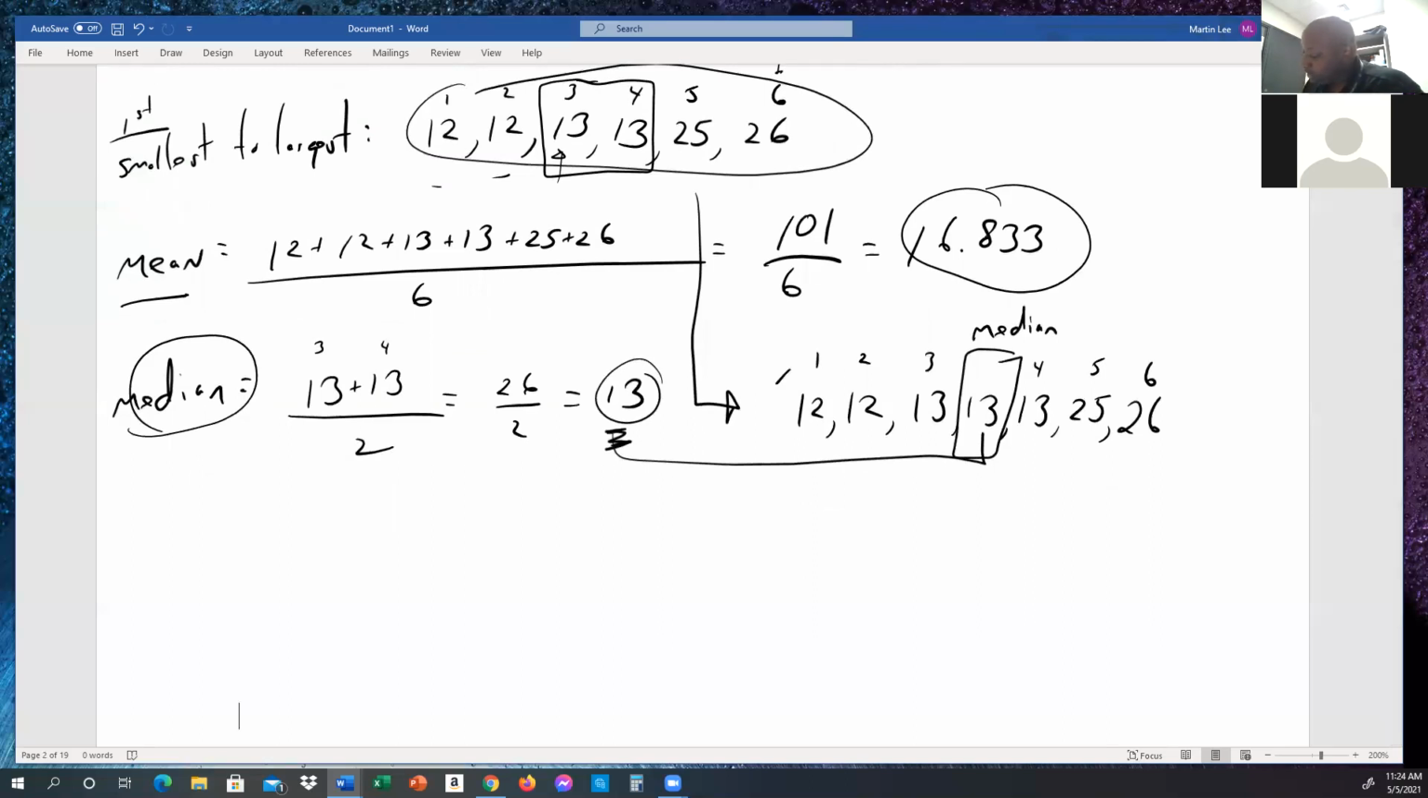And to the left of the median, I have 3 numbers. And to the right of it, I have 3 numbers. So mean, median, and for the mode, that's the number that appears the most. How many 12s? 1, 2. So I have 2 12s, but I have 3 13s. 1, 2, 3. So for 46, the mode is 13.